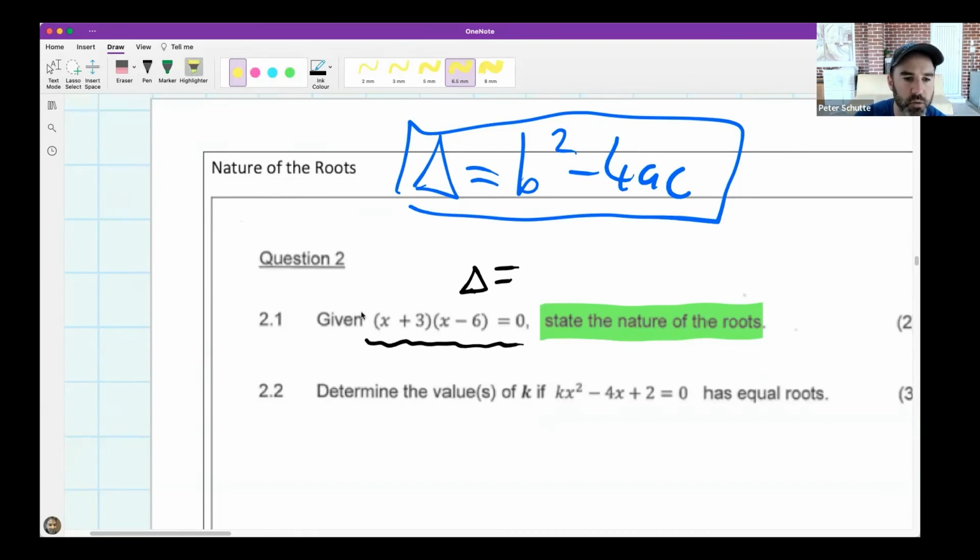Okay, so just to remind you, we're trying to find what delta is for this equation. And then what we're going to do is we're going to state the nature of the roots based on what we find for delta. Over to you guys.